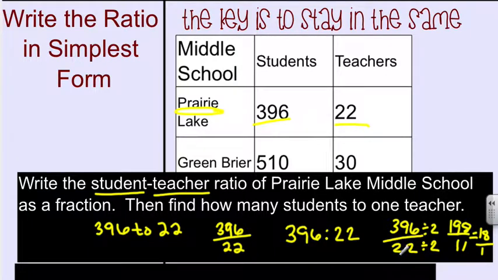If you didn't notice that, just try taking your calculator and see if anything else could help this reduce. It's always worth trying to see if the 11 would go into both of those. But what I was just able to find here is that at Prairie Lake School, I have 18 students for every 1 teacher.